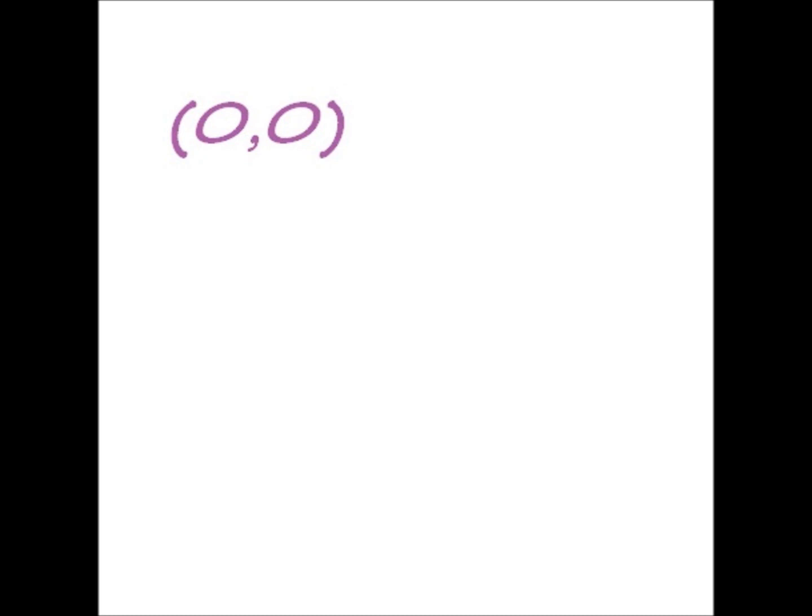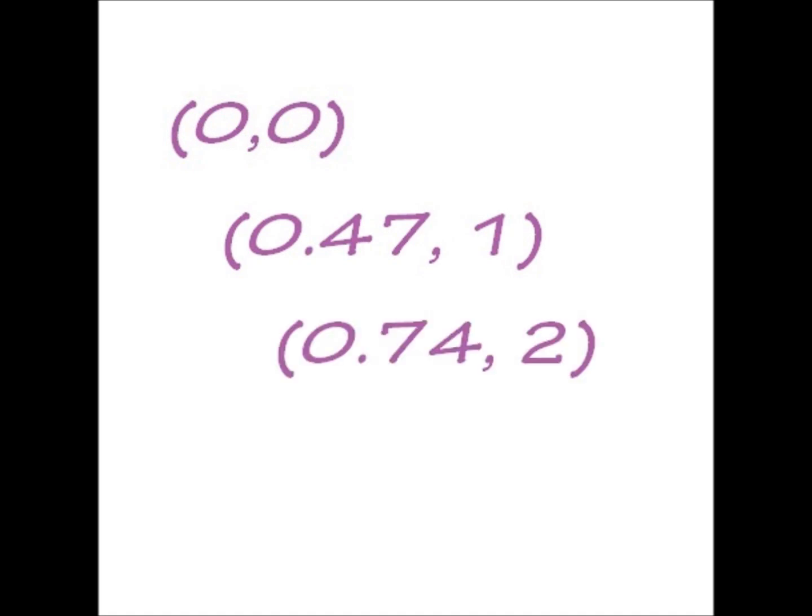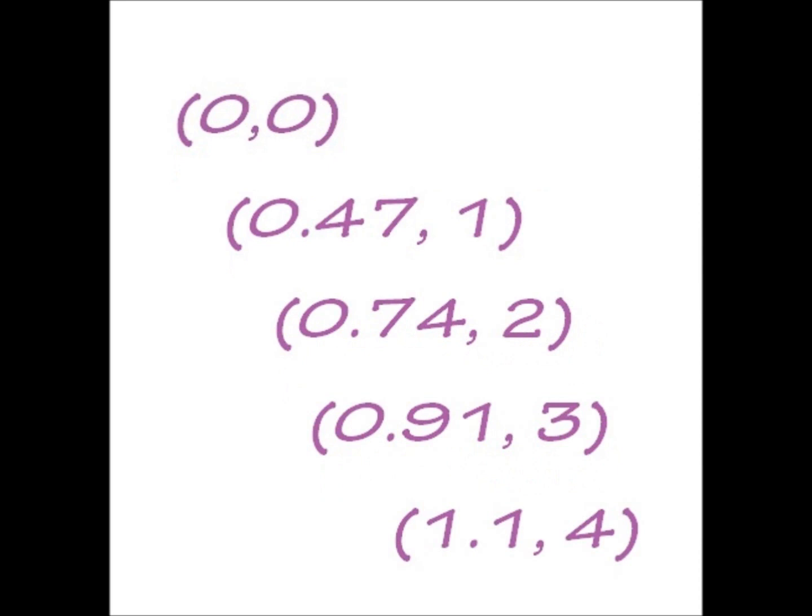Namely, the points are 0, 0, 0.47, 1. Third one is 0.74, 2, 0.91, 3, and 1.1 comma 4. And here's what it looks like when we make a plot.